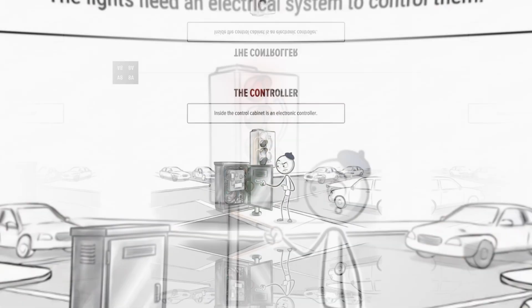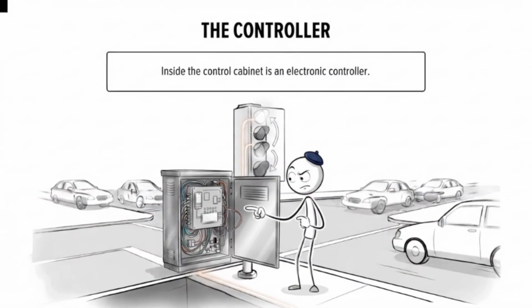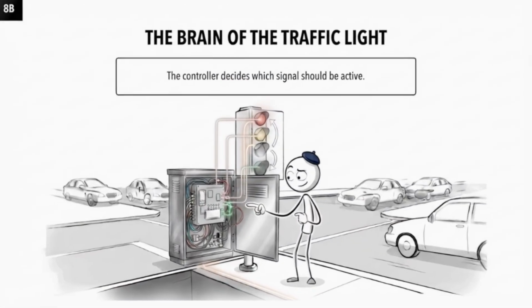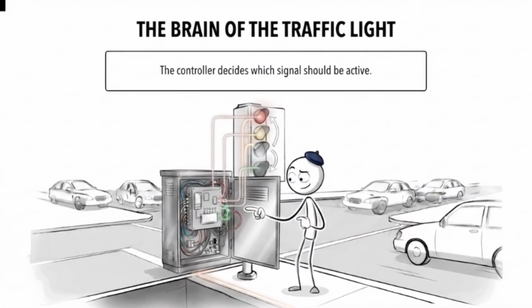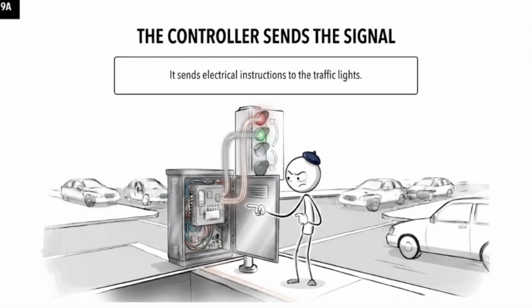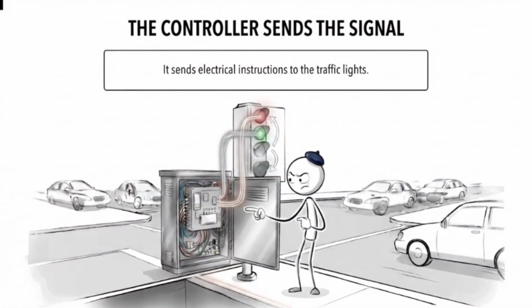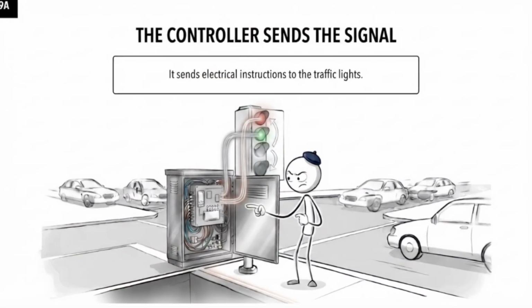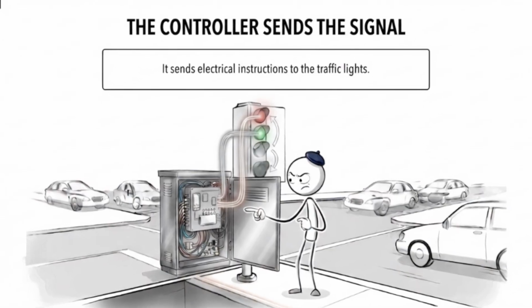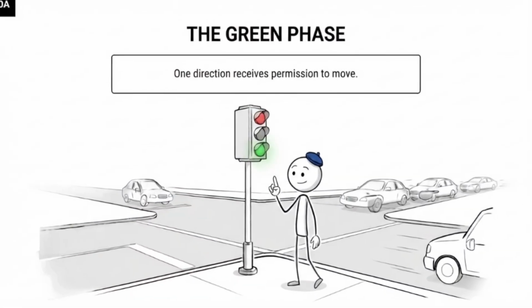But supplying electricity to the lights is not enough. The system also needs to decide which light should be on and when it should change. This is the job of the traffic signal controller. The controller is an electronic device usually kept inside a control cabinet near the intersection. You can think of it as the brain of the traffic light system.